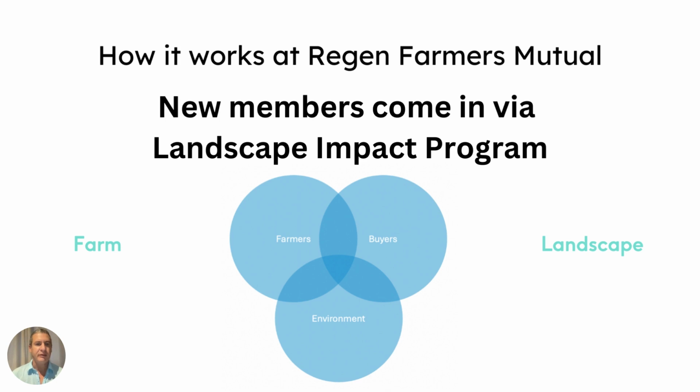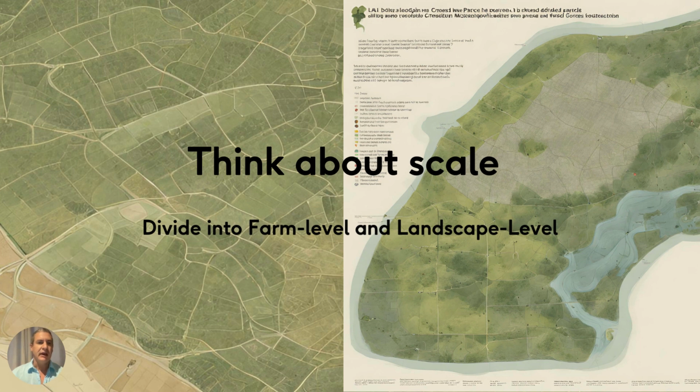Now, our members come in via the Landscape Impact Program, which helps to navigate the buyers, the environment, and the farmers. But it asks the question of what does farm-based landscape planning look like? And you have to think about it at different scales.